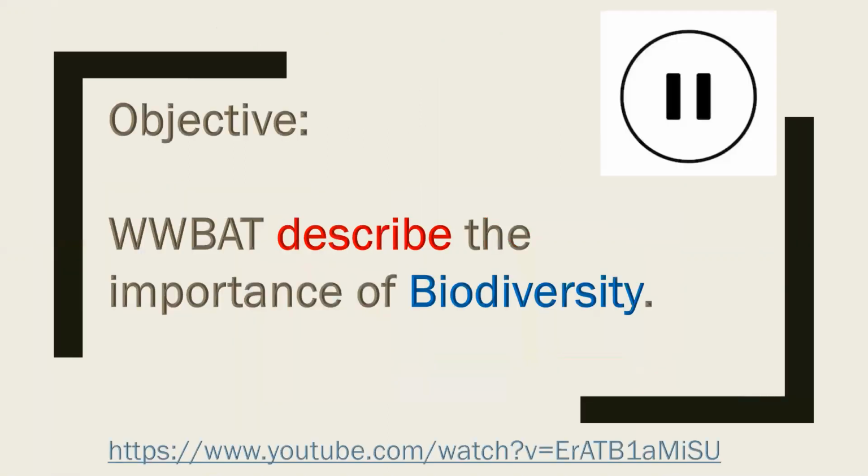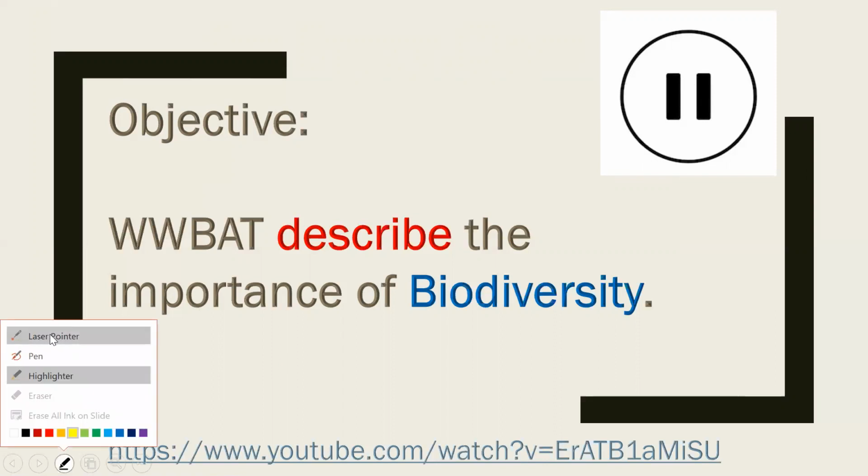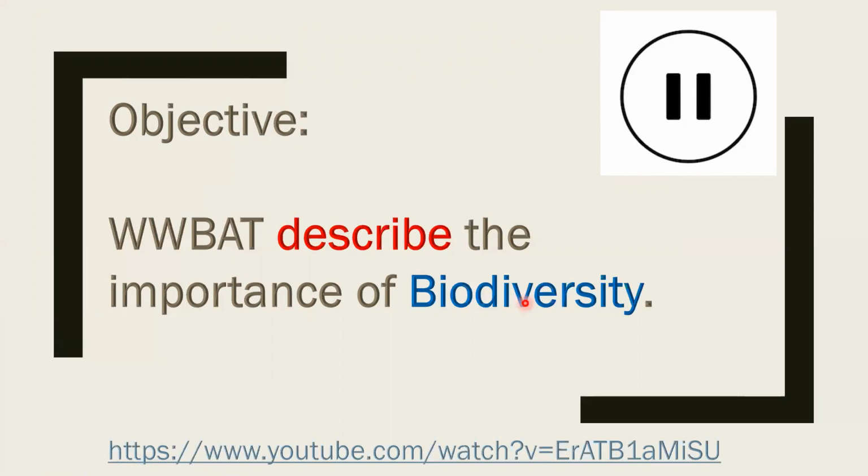So I'll begin with the objective. Pause the video here and write the objective in your book. We will be able to describe the importance of biodiversity. When you click on the screen, you will see a two-line symbol which you can pause. Now pause and write the objective. Yes, I hope you finished writing the objective by now. Also, I will send you this YouTube link which you see after you watch this video.